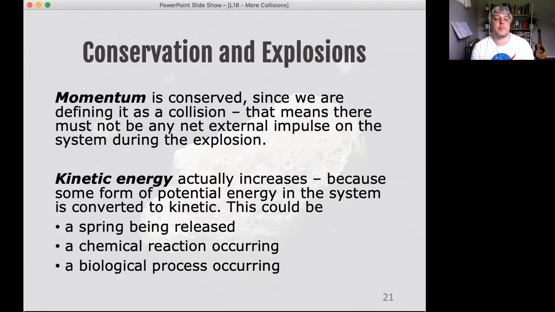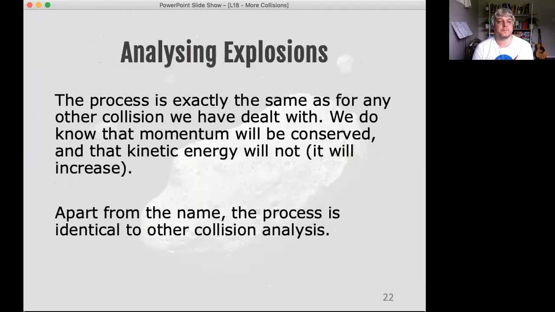And finally, you might have biological processes. When you've got two people that push apart from each other, that is an explosion, but it's converting biological energy that you've stored in your cells and muscles and so on, pushing it apart, turning into kinetic energy. So there are obviously other forms of potential energy that could be used to create the kinetic energy, but these are some of the more common examples.